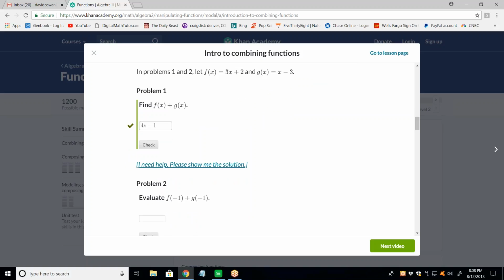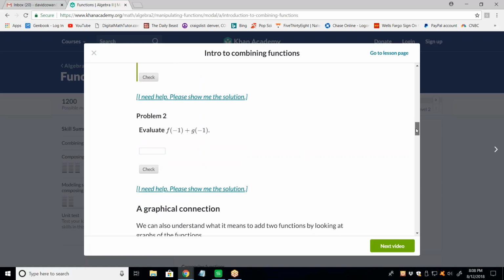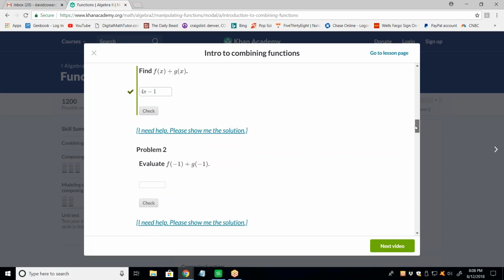In other words, when you're adding polynomials, you add the like variables. We're adding 3x to x, and we're adding plus 2 to minus 3. Okay. All right.